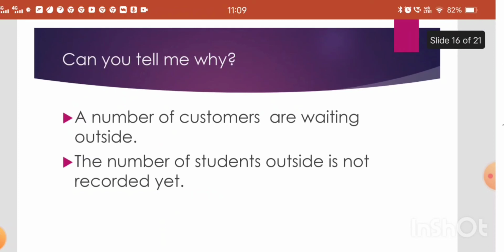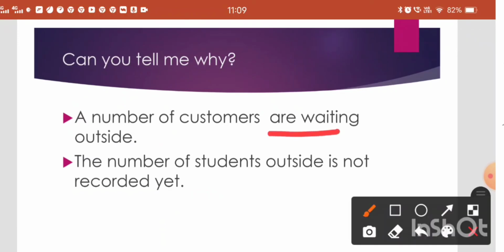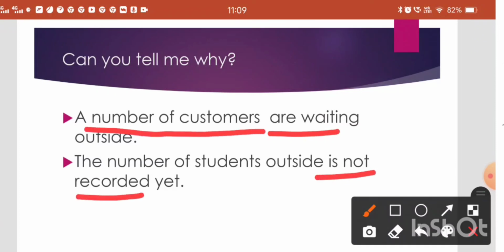Now tell me the difference. In the first sentence, are waiting; in the second sentence, is. Look at the beginning of the sentence: a number of customers, the number of students. When a is added in the beginning, then the verb will be plural. If the is added, meaning a specific number, then the verb will be singular.